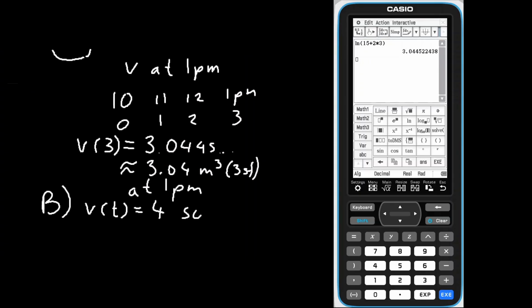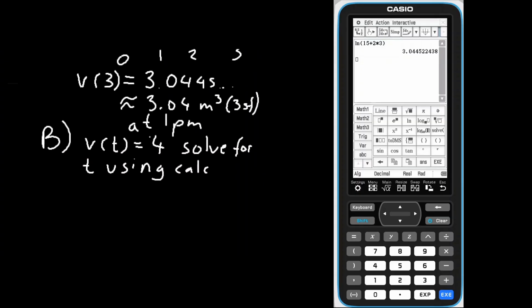So solve for t using Calc. We do not need to do this ourselves. It's only 2 marks, so we're just gonna use the calculator here. So I'm gonna write the full equation to make life a bit easier. So that is ln 15 plus 2t is equal to 4. So let's save some time here, put that one down.